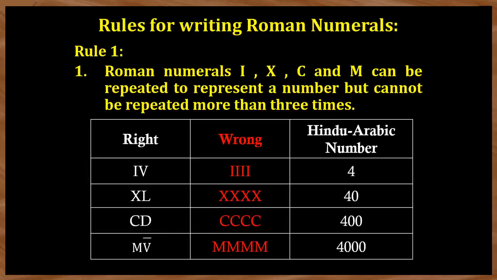So rule 1 is what here? Roman numerals I, X, C and M can be repeated to represent a number, but cannot be repeated more than 3 times. For example, if you want to write 1, you can write I here. If you want to write 2, repeat I 2 times. If you want to write 3, you can repeat 3 times. But if you want to write 4, you should not write I 4 times, because by this rule you cannot repeat more than 3 times.